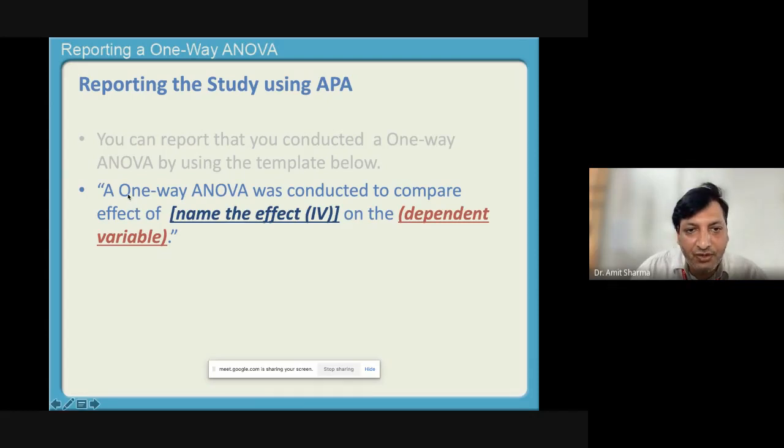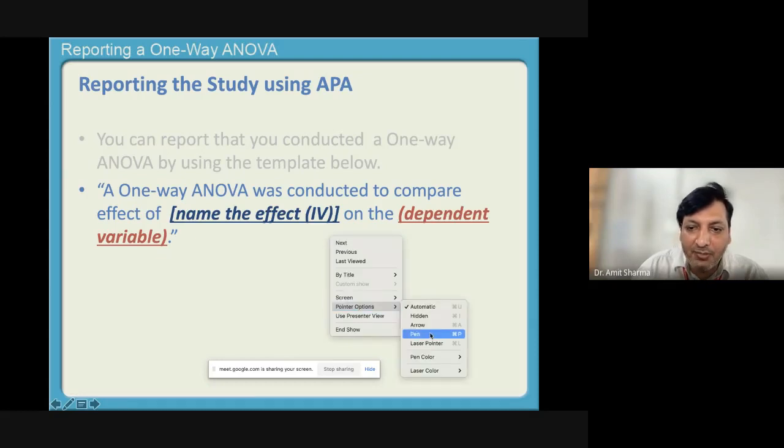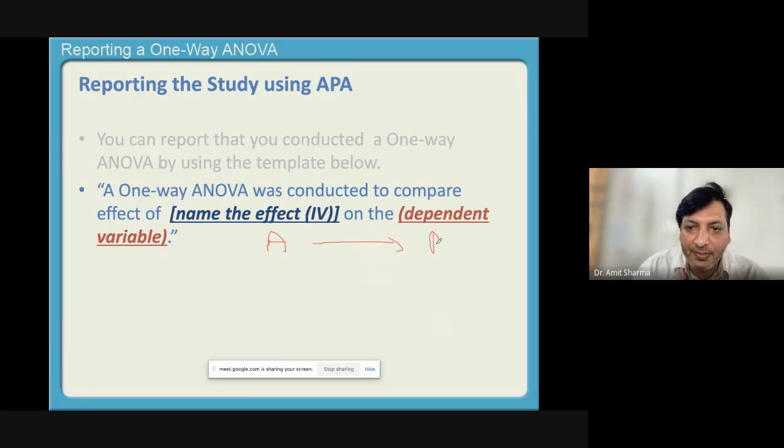So first of all, you have to introduce the test, which one you have applied, to compare the effect of. Now the name of the independent variable you have to write here, on the dependent variable. For example, our independent variable is A. That a one-way ANOVA was conducted to compare the effect of A on B. So this was the first line which you are going to write.